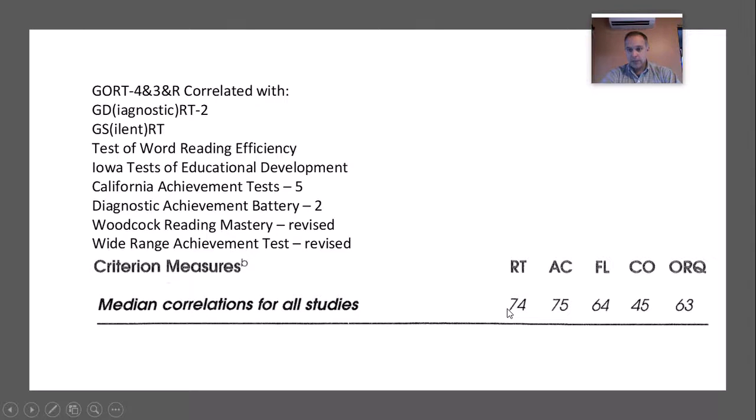0.6 being adequate. The only one below 0.6 in regards to the correlation coefficients is right here. The others, the fluency, the oral reading quotient, all are very comparable. A little low on the comprehension.